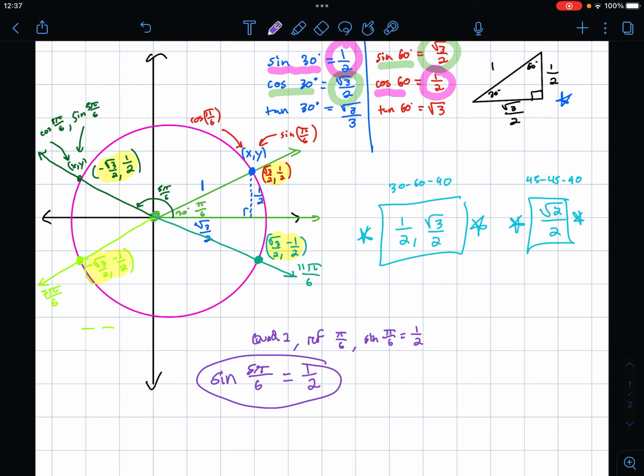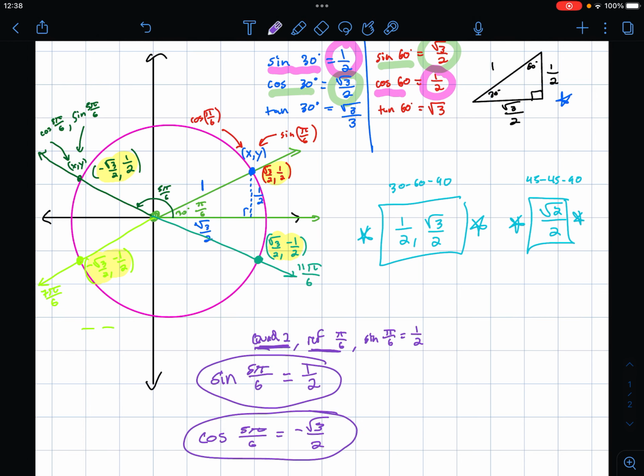Now say I wanted to calculate the cosine of 5 pi over 6. I would go through this same process. I say I'm in quadrant 2. I have a reference of pi over 6. Cosine of pi over 6 is root 3 over 2, but since I'm in quadrant 2, my x-coordinate is negative. Cosine goes with the x, so it would be negative root 3 over 2.